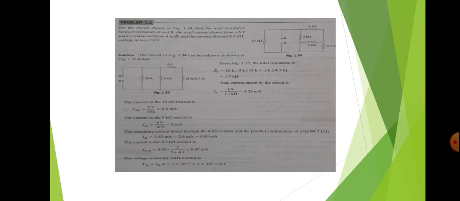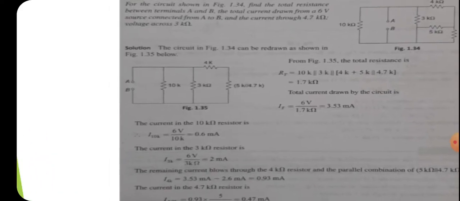In this we will discuss 4 problems, and the first problem starts with the question: for the circuit shown in the figure, find the total resistance between the terminals A and B, the total current drawn from a 6-volt source connected from A to B, and the current through 4.7 kilo ohm, voltage across 3 kilo ohm.